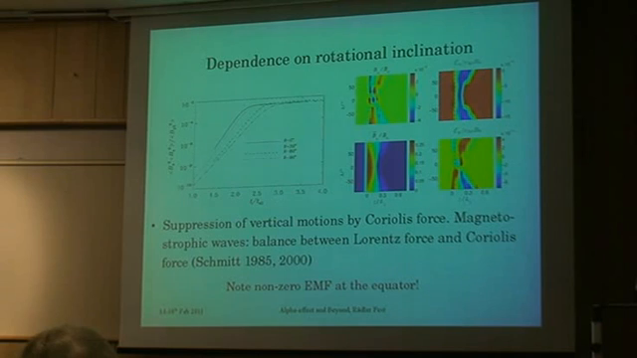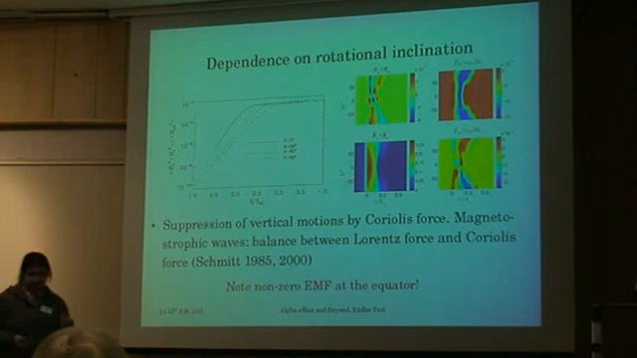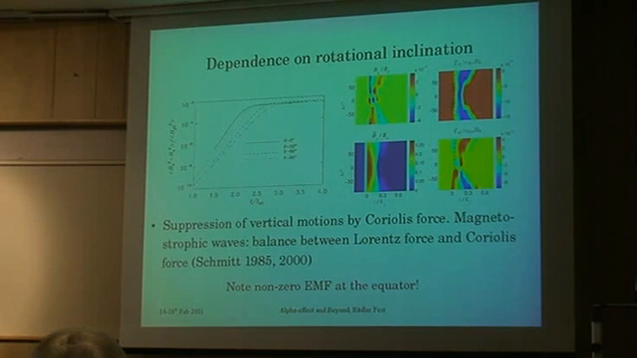And then next we also have studied the dependence of this instability on the rotational inclination, so basically the angle between the rotation and the gravity. It is quite obvious that the growth rate of the instability increases as we go towards the poles, because the vertical motions, which are the predominant thing in the magnetic buoyancy instability, are suppressed by the Coriolis force, which has a stronger influence as we move towards the equator.